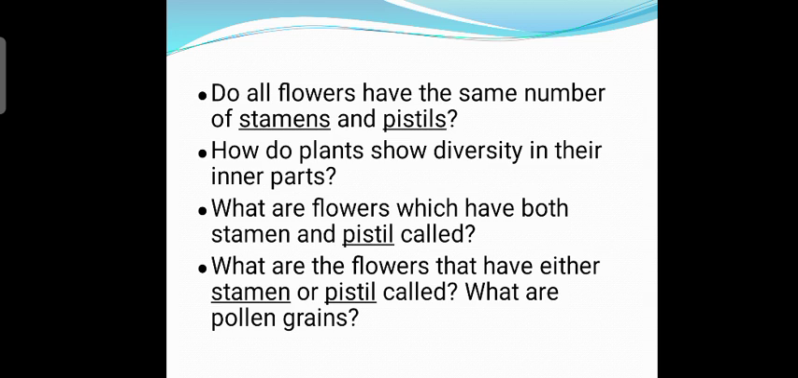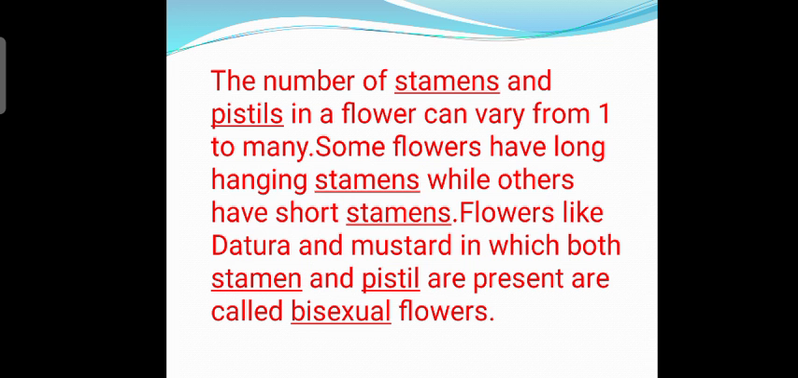Now, do all flowers have the same number of stamens and pistil? How do plants show diversity in their inner parts? What are flowers which have both stamen and pistil called? What are the flowers that have either stamen or pistil called? What are pollen grains? So let's find their answers.